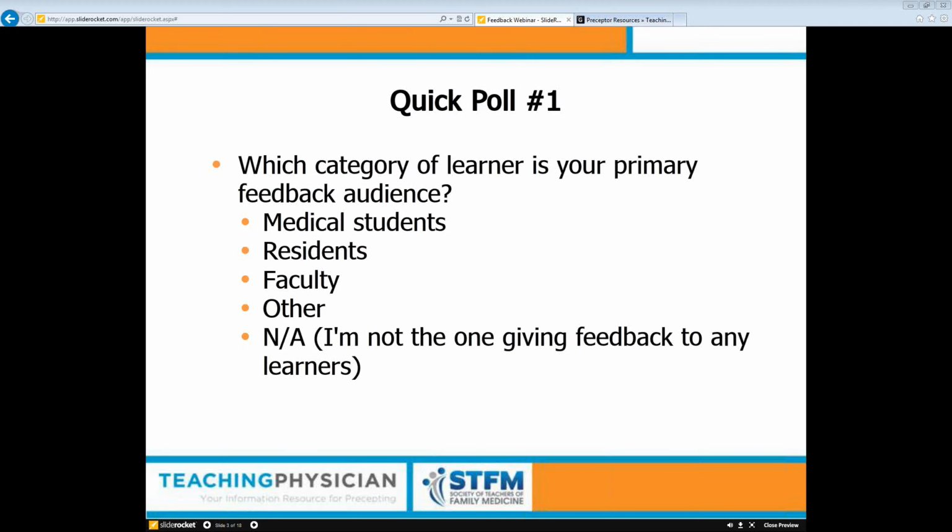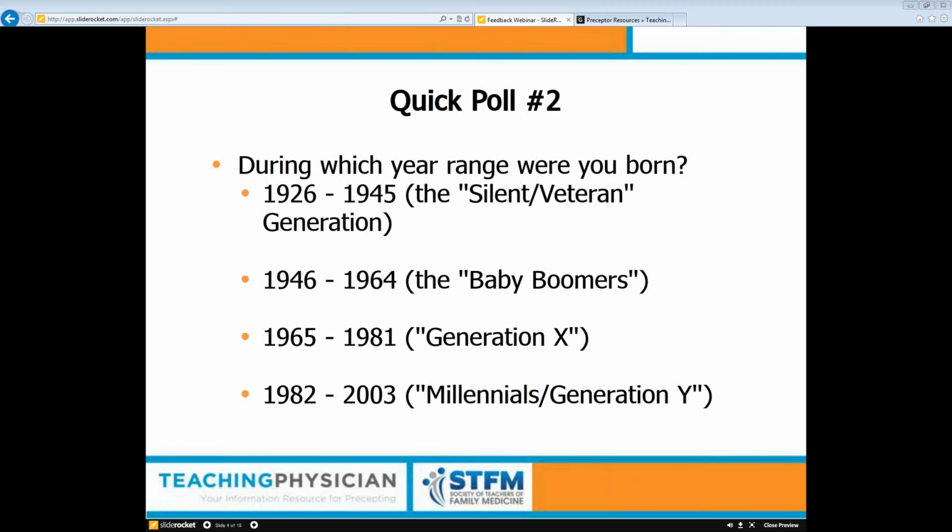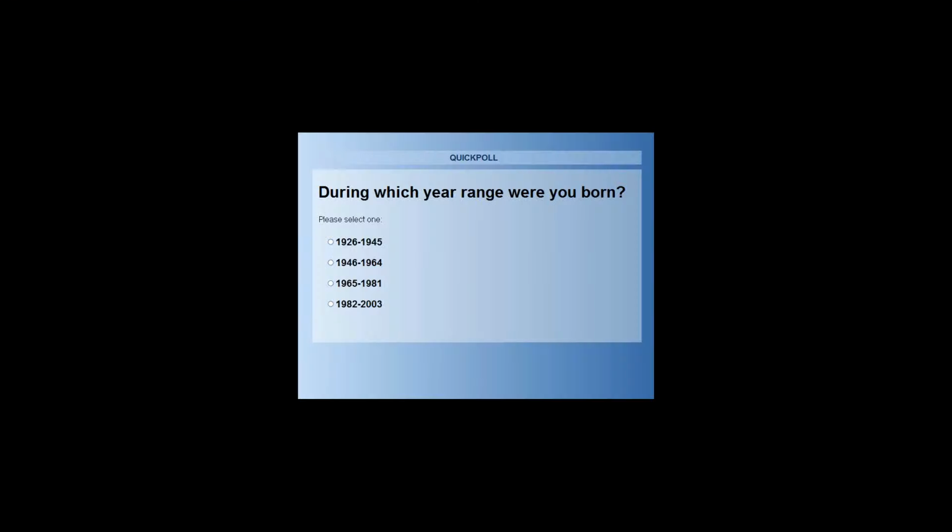All right, so I'm going to close that, and what I can see is we've got about 32% of the folks primarily teach medical students, about 48% teach residents, and about 20% say their primary feedback audience would be faculty. Okay, so that's helpful for me to know. And then the other poll I'd like to quickly get your input on is this: I do some mentoring instructions across the generations, and how we mentor and sometimes how we give feedback varies based upon our generation. So just to get a sense of the audience here.